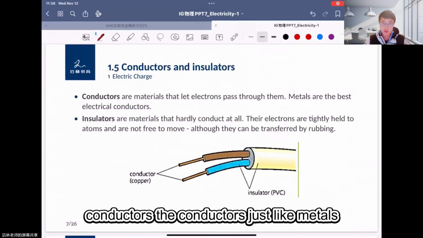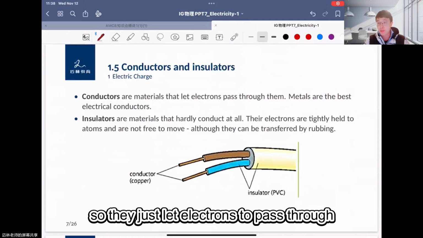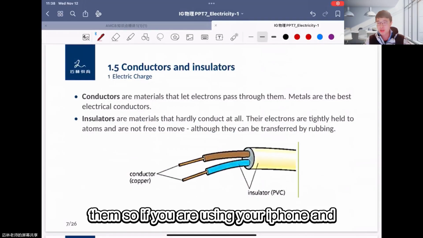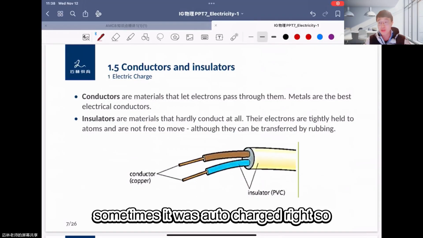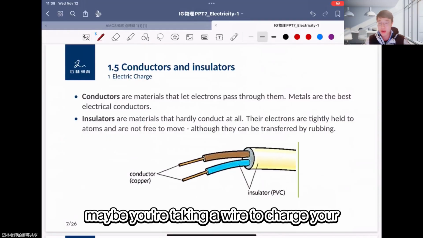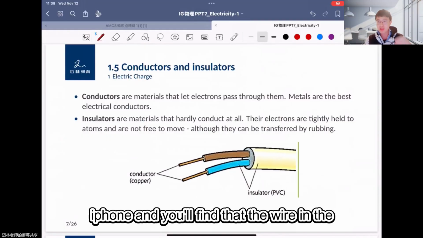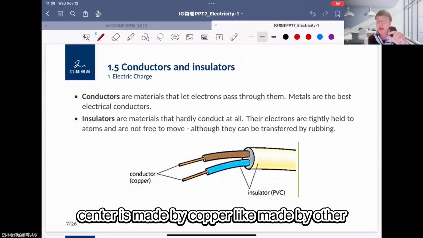So conductors are just like metals. They just let electrons pass through them. So if you are using your iPhone, maybe you're taking a wire to charge your iPhone, and you'll find that the wire in the center is made of copper or other metals, right?